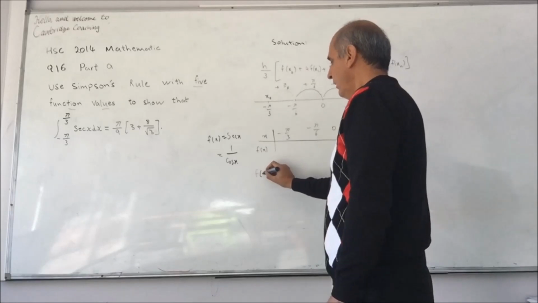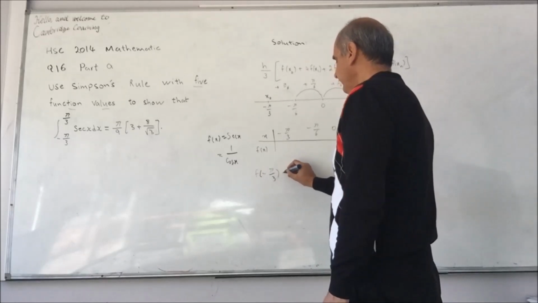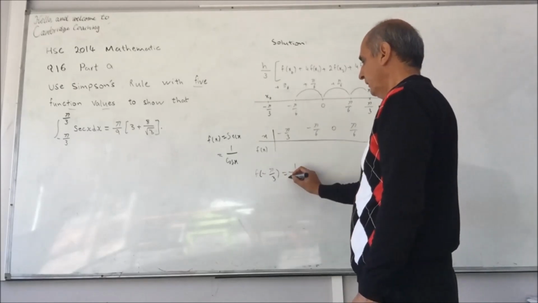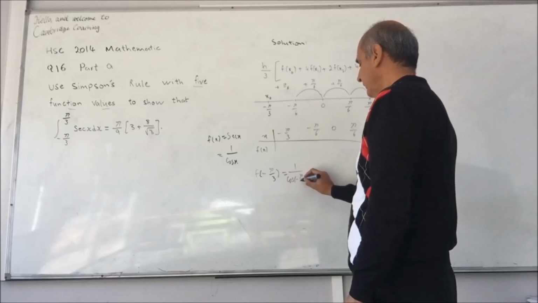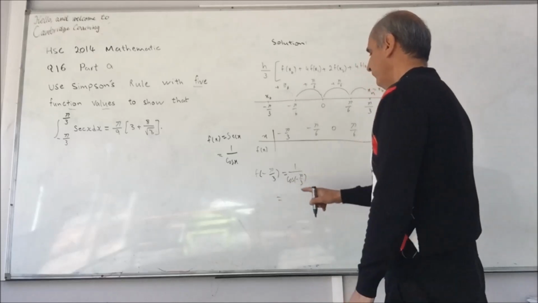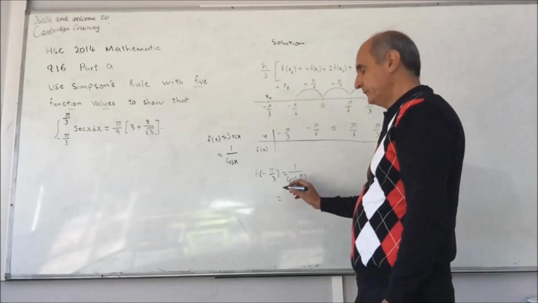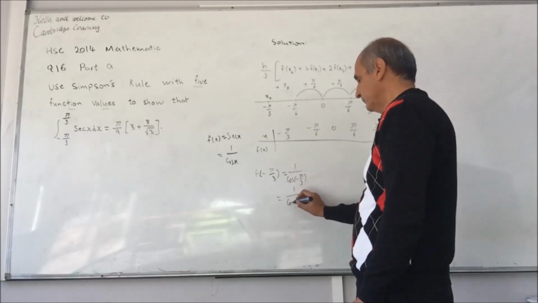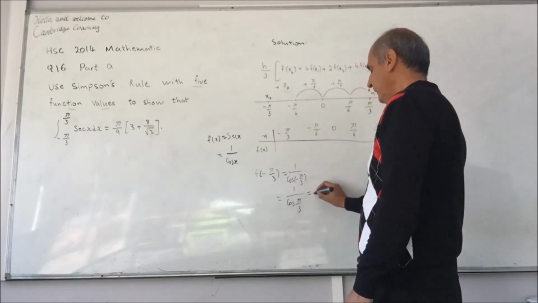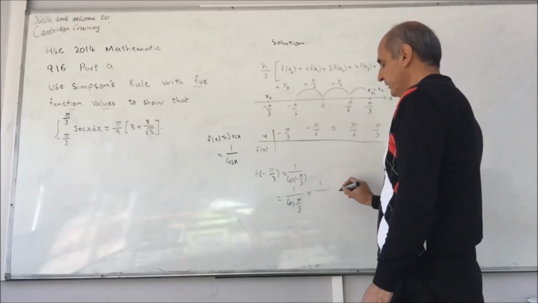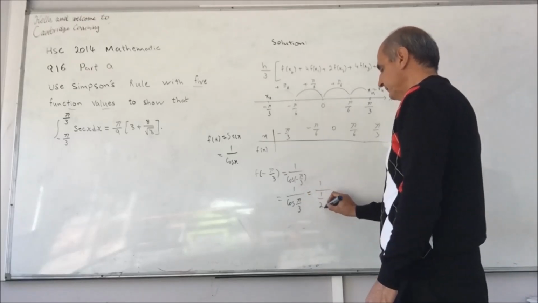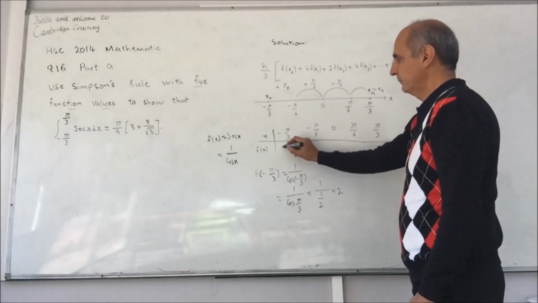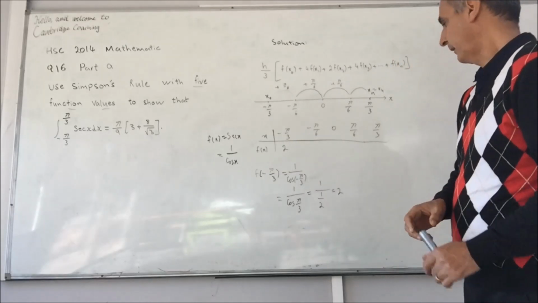Now f of minus pi on 3 is equal to 1 on cos of minus pi on 3. And for cos, negative or positive doesn't make any difference. Either you have a negative angle or positive angle, the cos is the same. So I can write it as cos pi on 3. And cos pi on 3 is a special angle and it's equal to half. And 1 divided by half is 2. So that becomes 2.